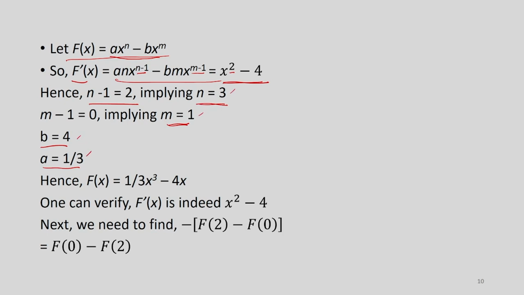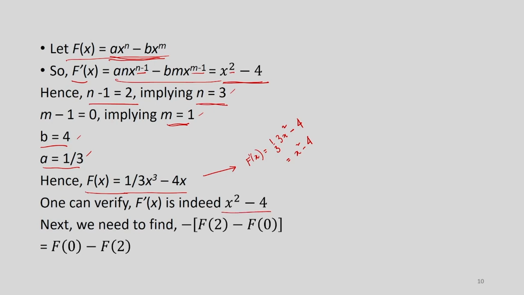Now, I substitute them back to the assumed form, I will get this function. So, it is 1/3 of x cube minus 4x. And one can actually verify that this will, if I take the derivative of this, what do I get? It becomes 1/3 multiplied by 3x square minus 4, that is x square minus 4, and that is what is given as the small fx. So, we are on the right track.